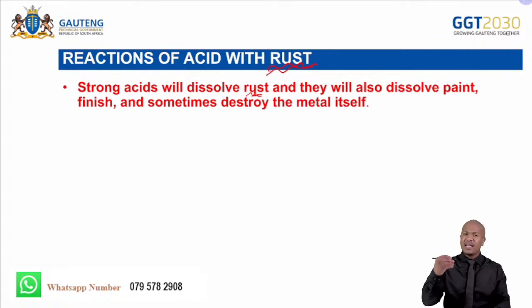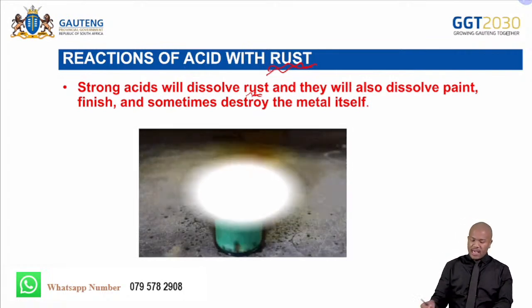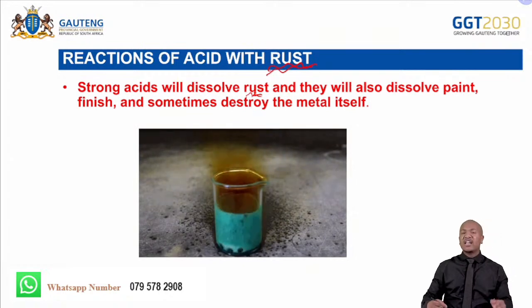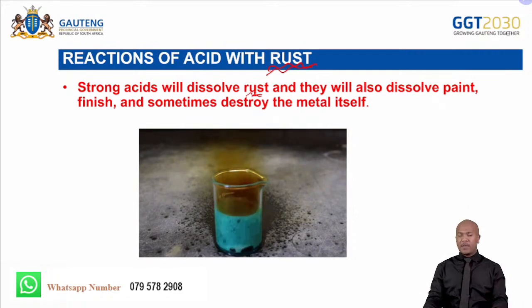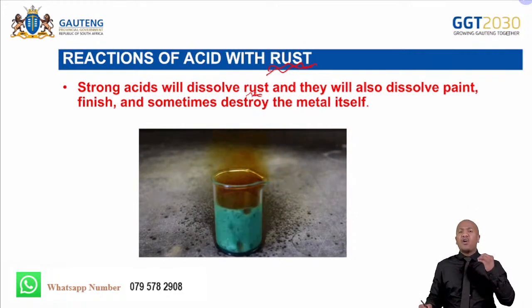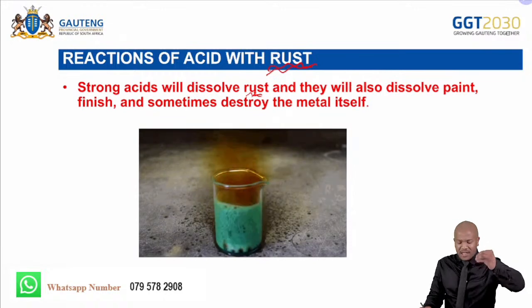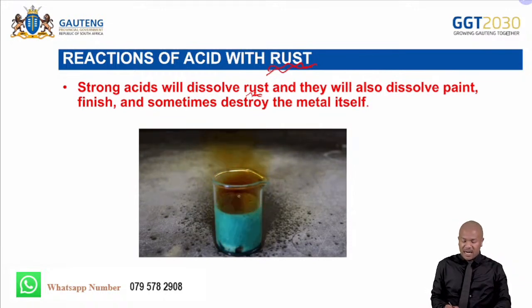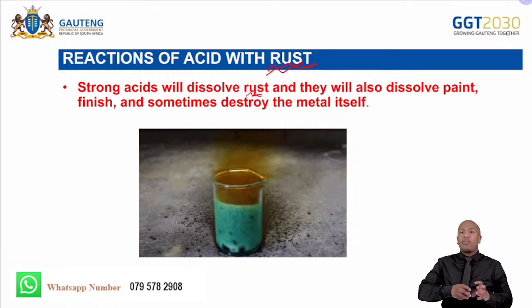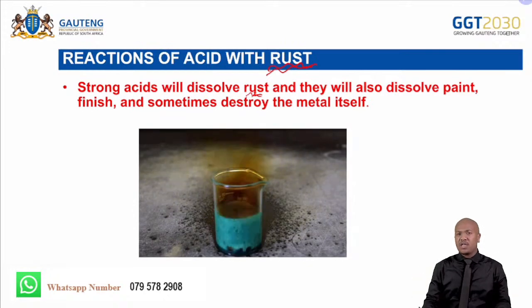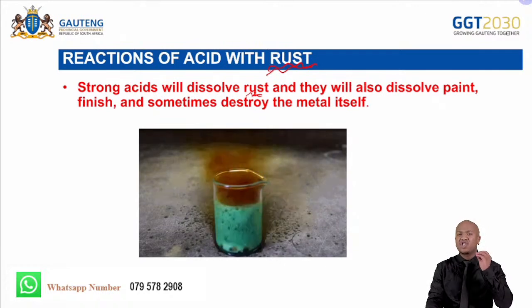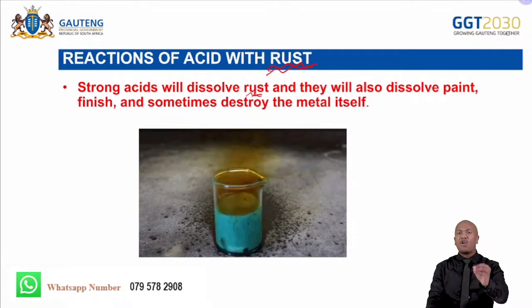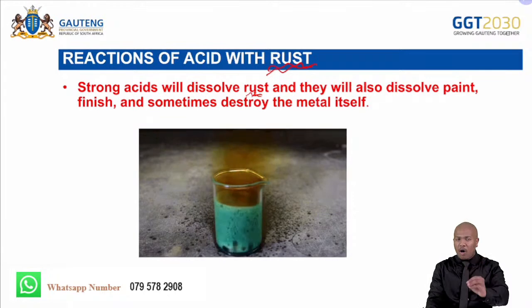To either remove rust, dissolve the paint in which the metal was covered with, or also destroy the metal itself. Here is an example of a reaction between nitric acid and copper. In this case, the acid is dissolving and destroying the metal, right? Hence, you see the brown color. We see that the copper is leaving the solution, right? It is evaporating because this acid is strong enough to dissolve and destroy the copper metal.